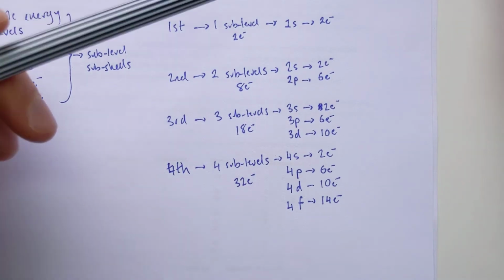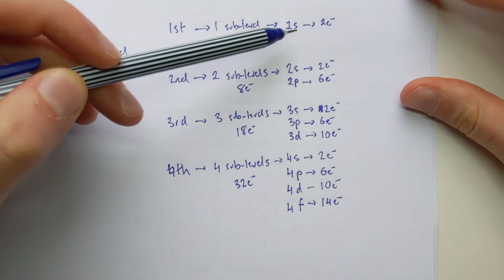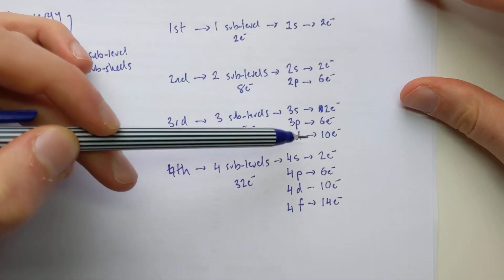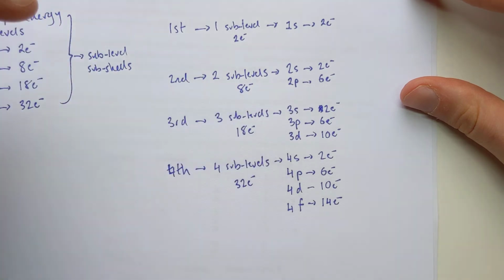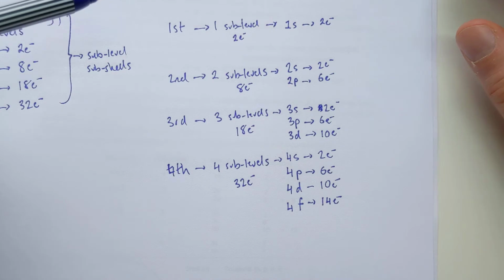What's important to realise is that the sublevels are consistent, so even when you get up to higher energy levels, an S sublevel will always only hold 2 electrons, a P will only hold up to 6 electrons, a D will only hold up to 10 electrons. It's just a matter of which sublevels are in each energy level.